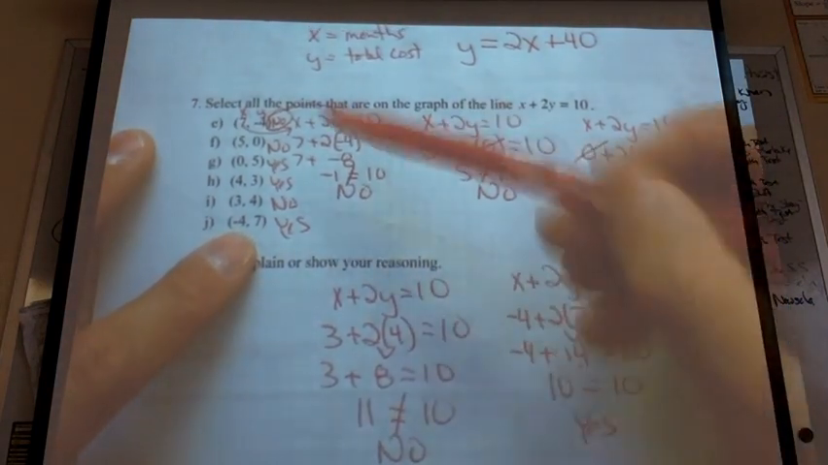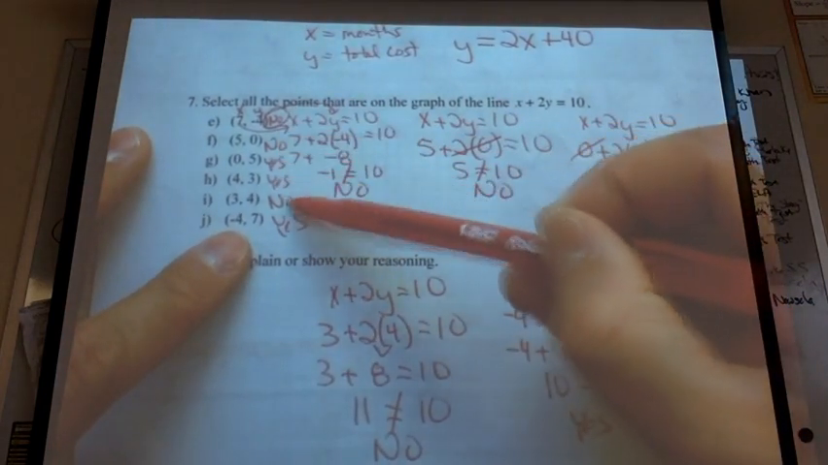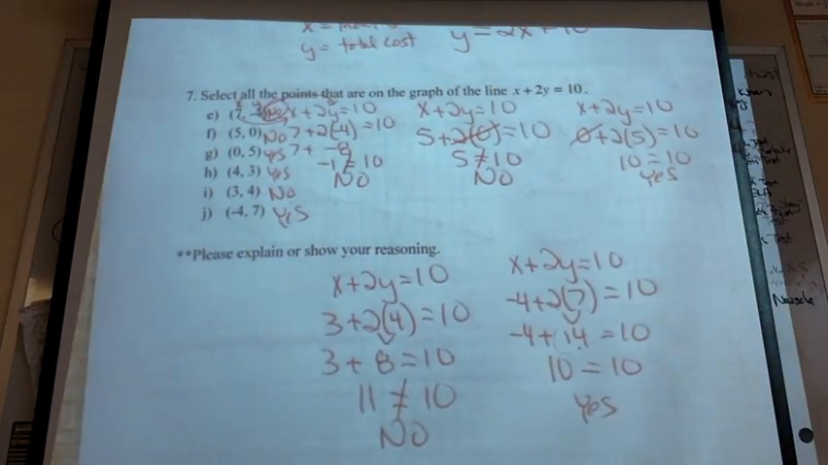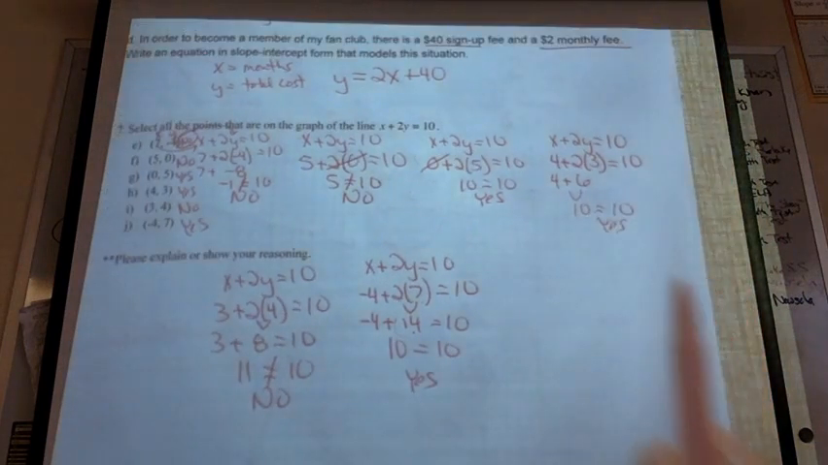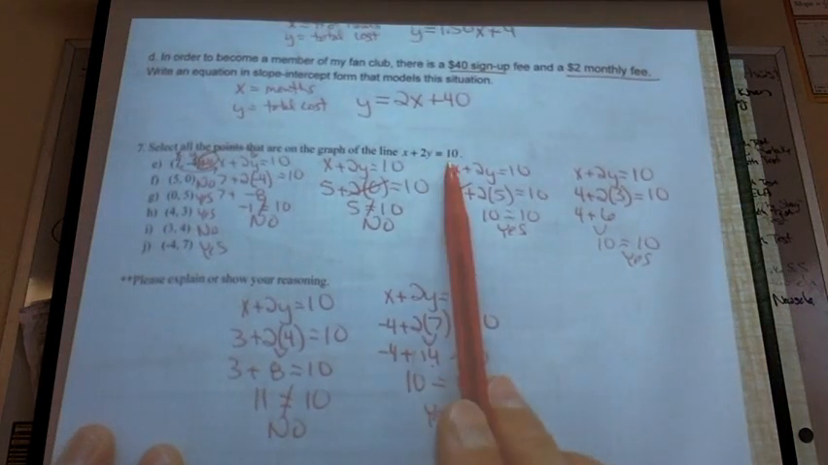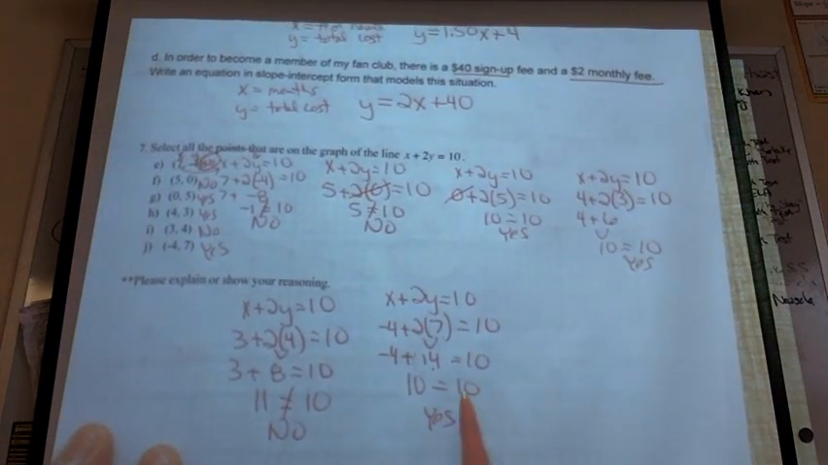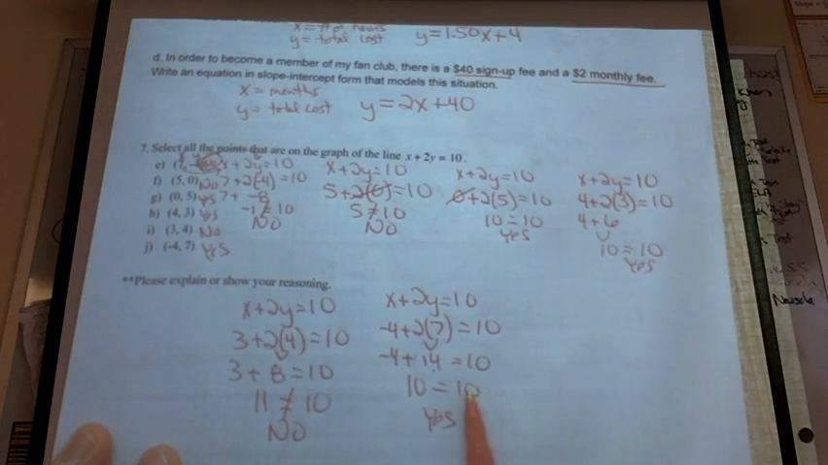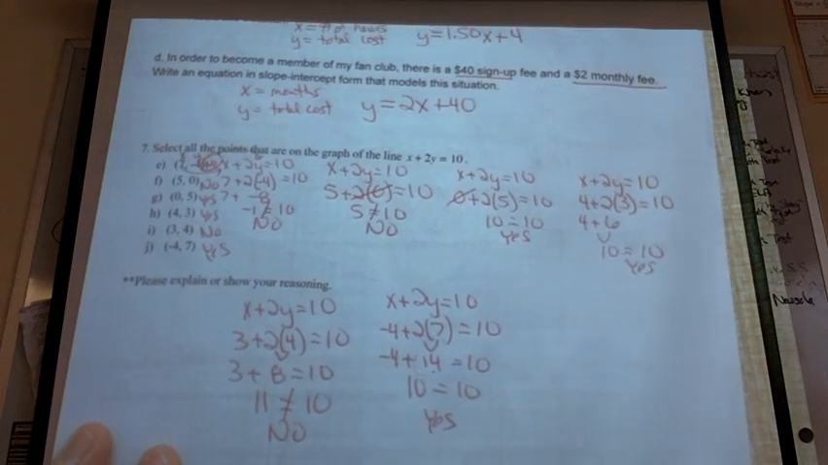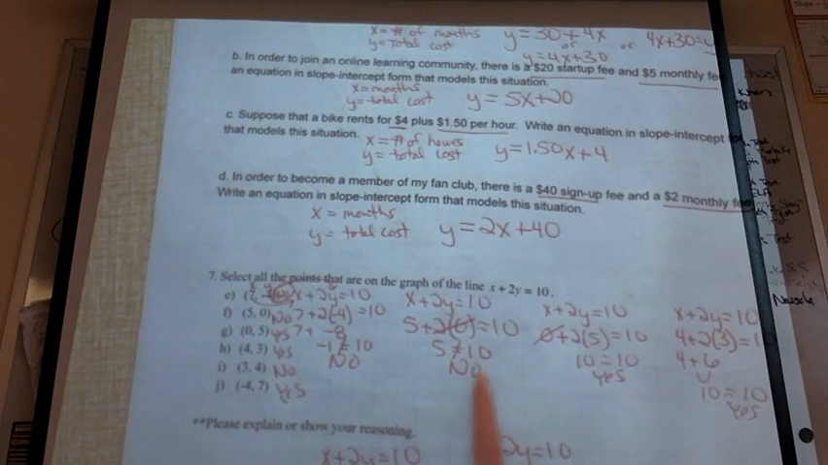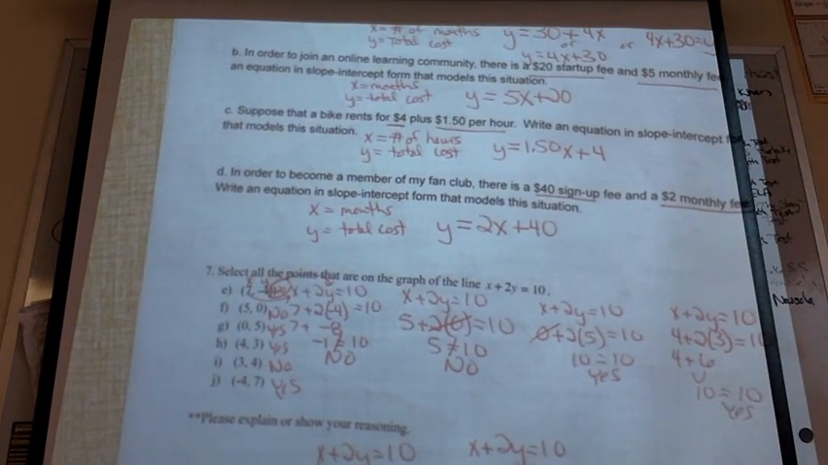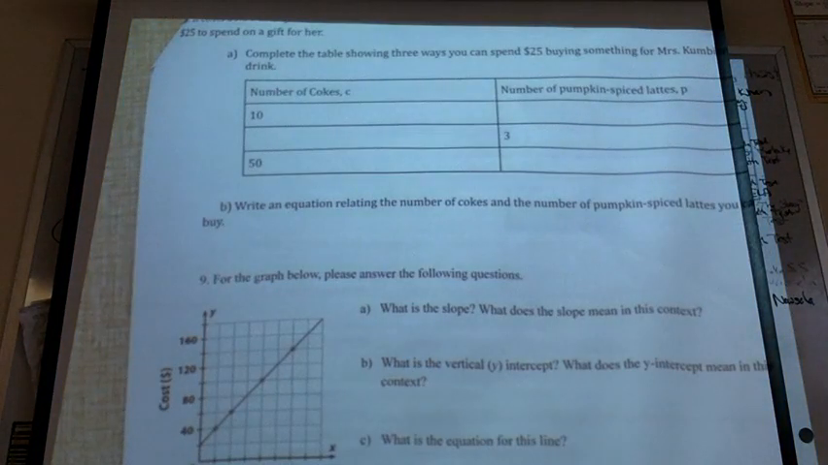So for our answers, we have a no, no, yes, yes, no, yes. But you're going to be expected to show your work, just like this on the test, to prove if it worked out or not. So you're given your x and y, you're going to substitute into the equation. If it's a true statement, like in our last one here, where 10 equals 10, it's yes. If it doesn't, like in this one, where 5 does not equal 10, that's a no. All right, moving over to the next side.